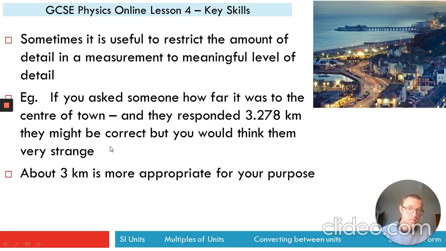They might be very correct, very accurate, very precise, but you'd probably think them quite strange because you're not really asking them for that amount of precision. A more appropriate answer would be to 1 significant figure, which would be 3 kilometres. This could be the same answer to 4 significant figures. To 1 significant figure, it's going to be 3 kilometres.